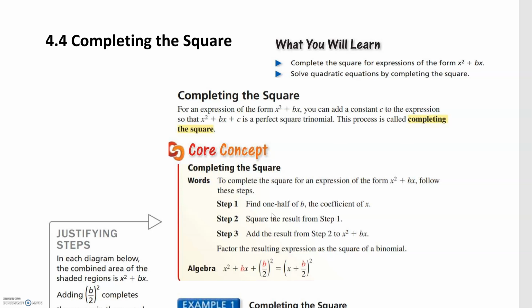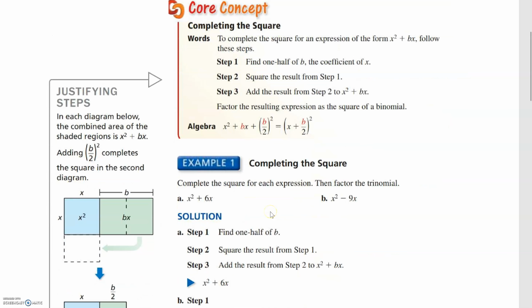How does that work? We're going to go through the process and then talk about why it works. So, completing the square. To complete the square for the two terms x squared plus bx, where b is a real number, you do the following three steps. Step one, find half of b. Then you're going to square that result. So you take the b, chop it in half, and then square that.